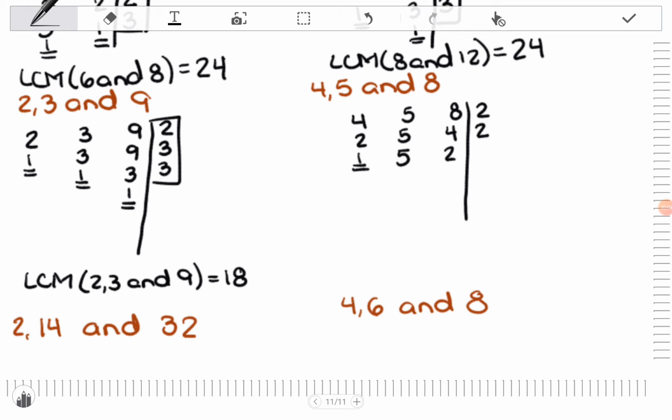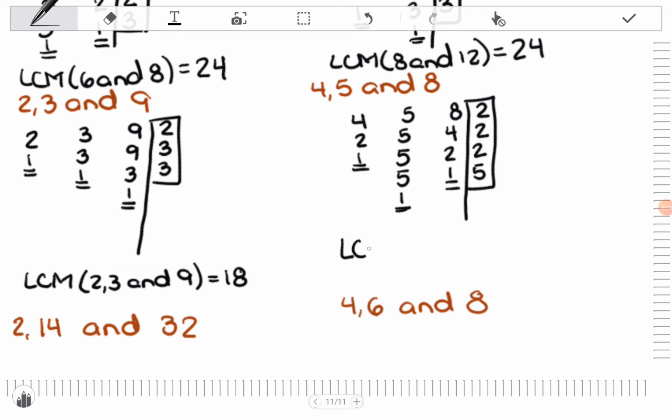That's it. Can we keep going? Yes. 5 divided by 2, not possible. We bring the 5 down. 2 divided by 2 is 1. And we finish this one. We're only missing the 1 in the middle. And we know that 5 is only divisible by 5 because it's a prime number. So 5 divided by 5 is 1. And we're finished. Here we have the answer.